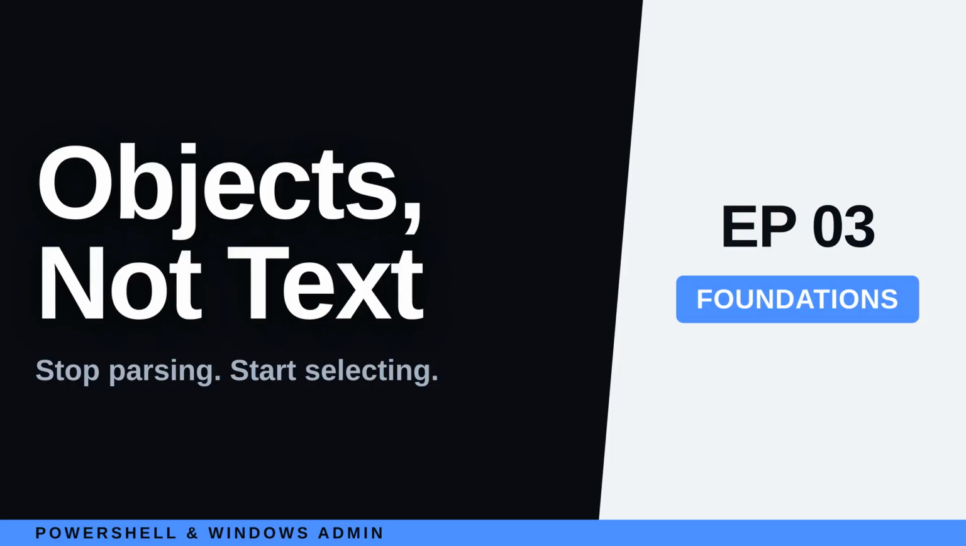The process names with odd characters shifted columns. Memory units were mixed. We lost time arguing with text instead of fixing servers. That pain is exactly why the PowerShell pipeline matters.